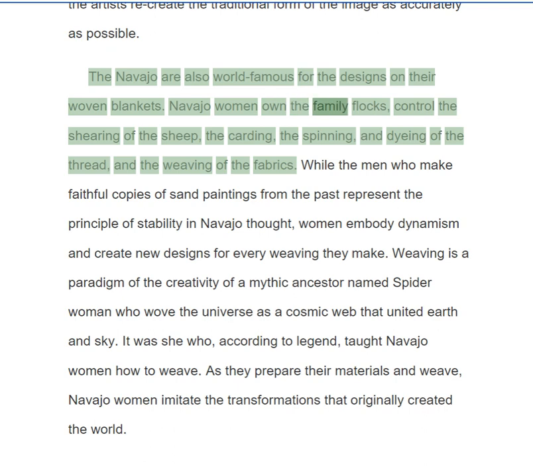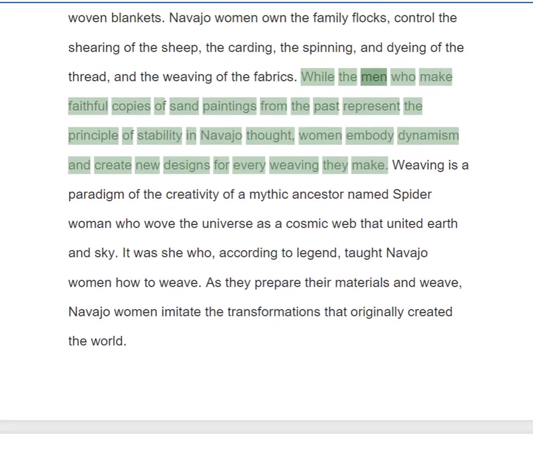Navajo women own the family flocks, control the shearing of the sheep, the carding, the spinning, and dyeing of the thread, and the weaving of the fabrics. While the men who make faithful copies of sand paintings from the past represent the principle of stability in Navajo thought, women embody dynamism and create new designs for every weaving they make.